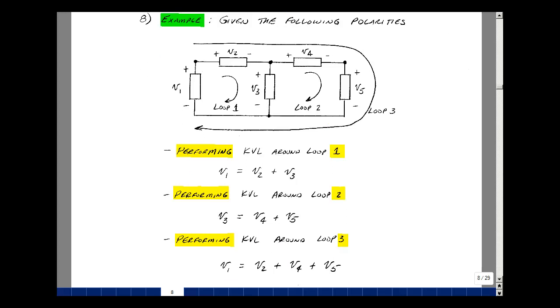Lastly, there's an outer loop. Again, I'll start over here and I'll work my way back around. So the rise in voltage is V1, the drop is V2, the drop is V4, the drop is V5, and we're back to our start point. So V1 is equal to V2 plus V4 plus V5.